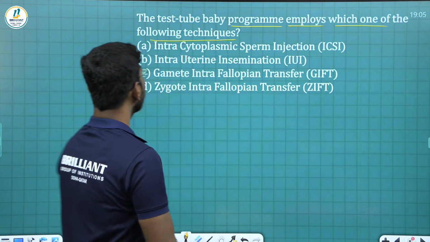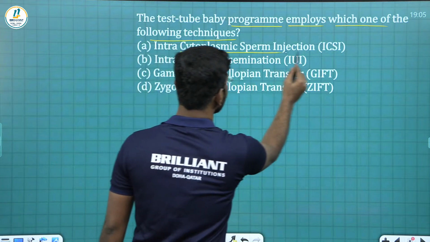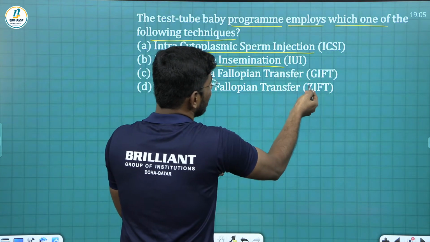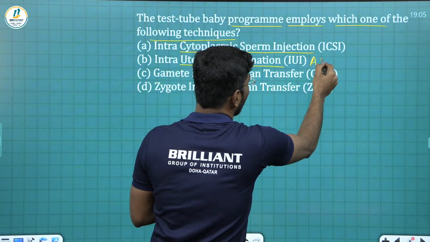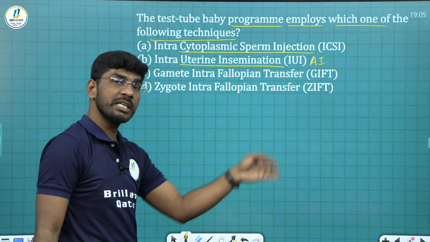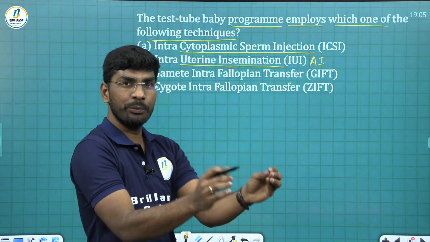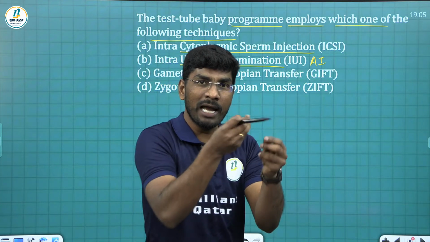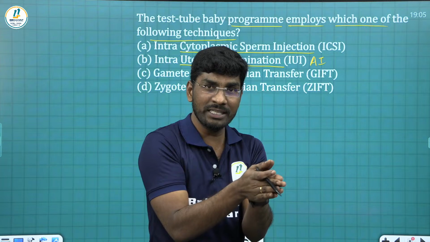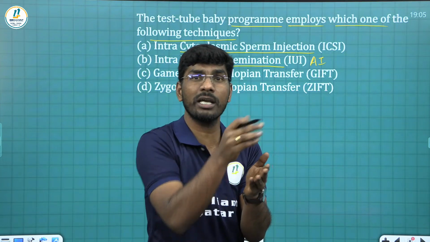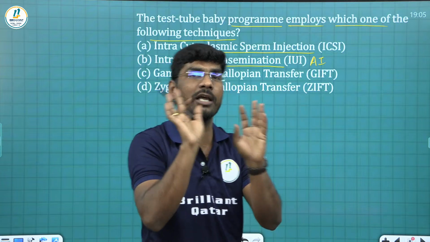Right, very good. So they have given intracytoplasmic sperm injection, ICSI, and IUI, intrauterine insemination. It is also called AI. What is AI? Artificial insemination. It is not an IVF treatment, beta. It is a simple method in which they collect the sperm from the husband, purify the sperm, and highly active sperms are introduced in the vagina through a catheter. It is called AI or IUI.